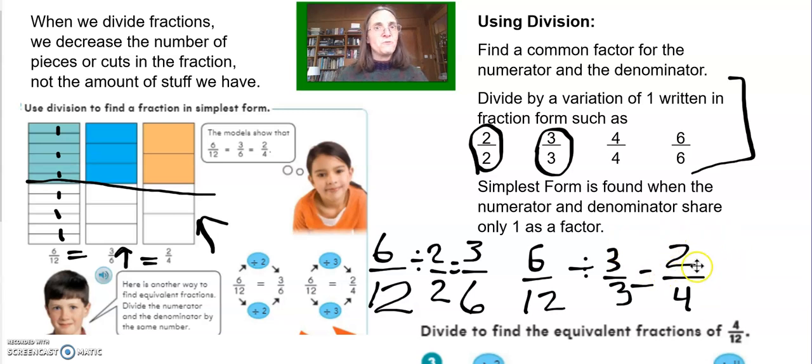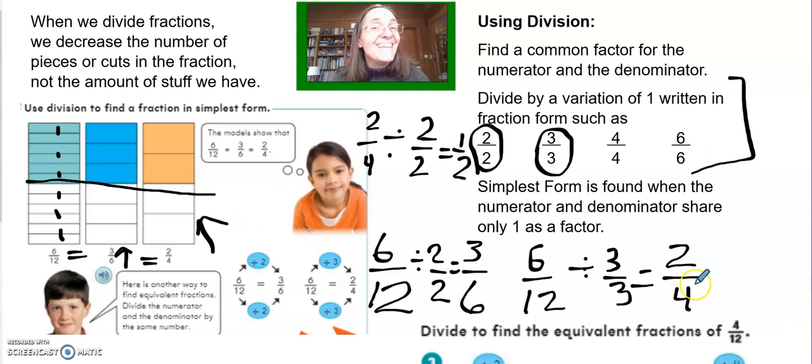And when I look at 2/4, I think, they still share another factor. So now I am going to divide 2/4 by 2/2. Yeah, so here we go. 2/4 divided by 2/2 equals 1/2. And then that makes me wonder, did I have to go through all these steps? I did if I wanted to find equivalent fractions.